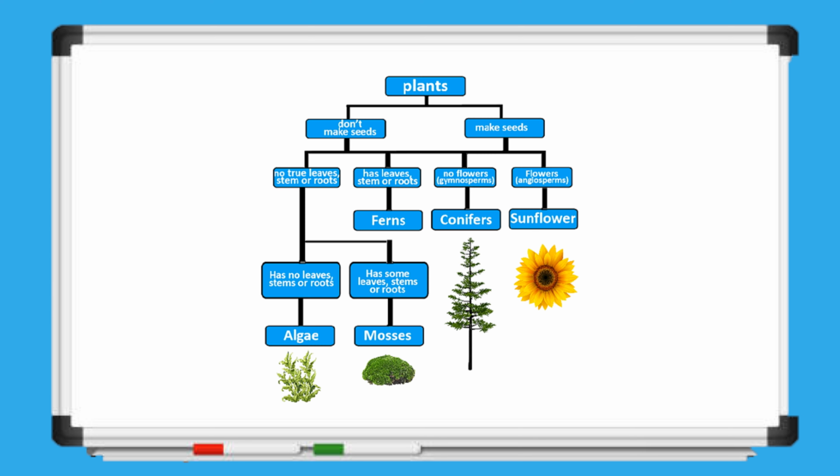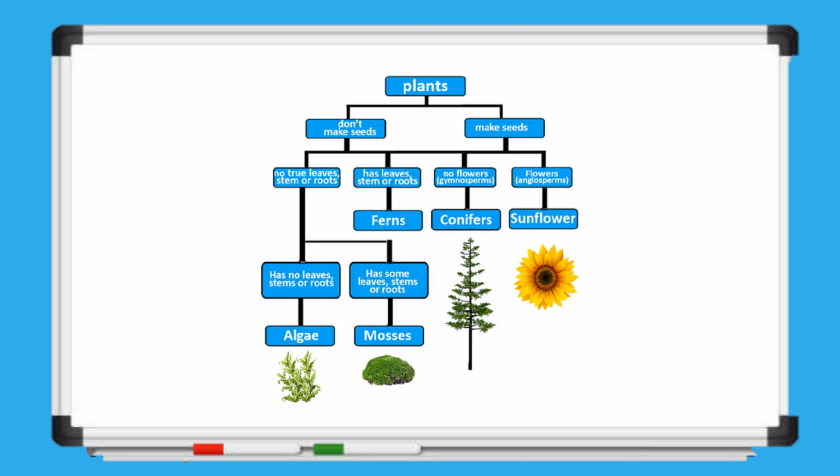This dichotomous key diagram shows us how plants are divided into two main groups, those that produce seeds and those that do not. It helps us understand the fundamental classification within the plant kingdom. Firstly, plants that do not produce seeds, such as algae, lack true leaves, stems, or roots, while some, like mosses, possess structures resembling leaves, stems, or roots.